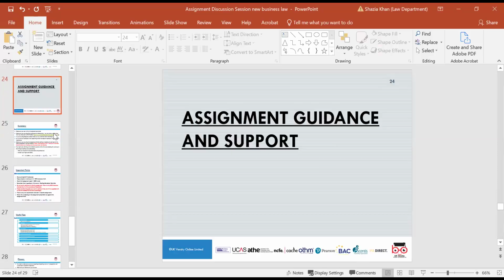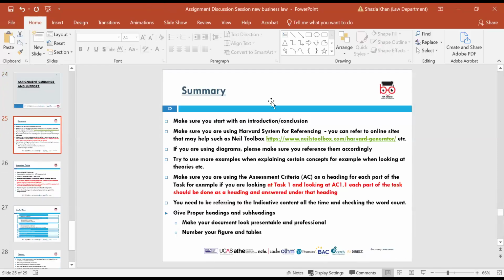So, some assignment guidance and support. Firstly, make sure you start an introduction and conclusion, like I mentioned. Make sure you are using the Harvard system for referencing, and you can refer to online sites that you can use, such as Neil's Toolbox, which I've put a link there.